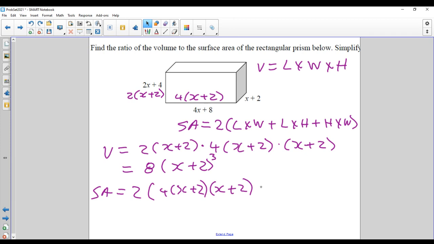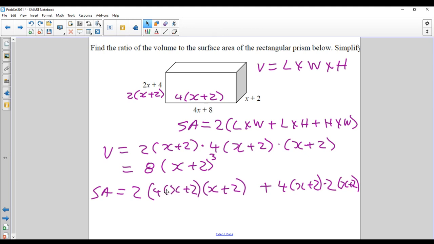Plus, let's combine now. I took these two together. Let's take these two together now. So plus 4 times (x plus 2) times 2 times (x plus 2). Whoa, running out of room here. I didn't do a good job with this. Let me see if I can move this over. Okay.